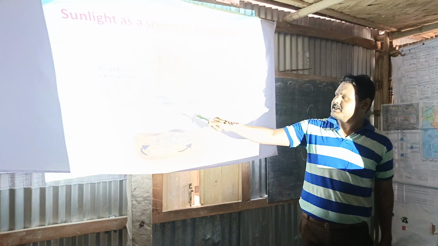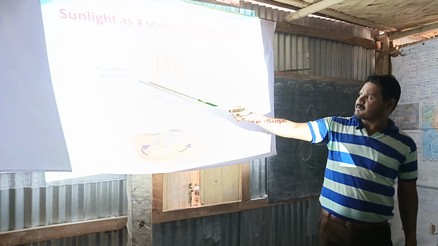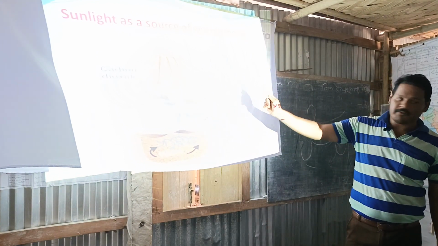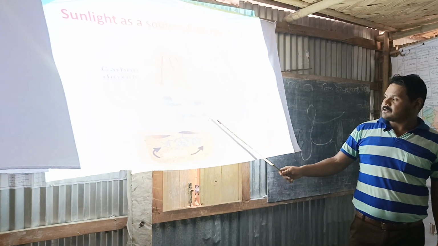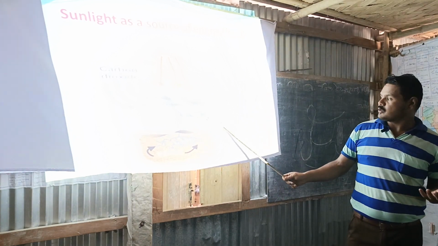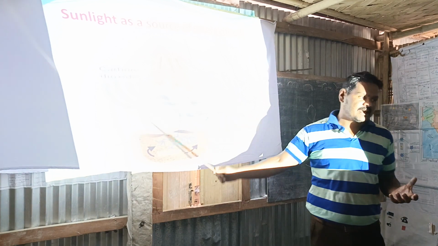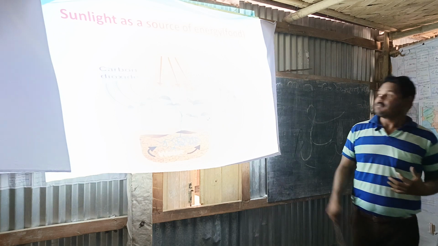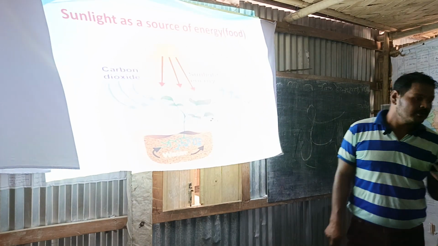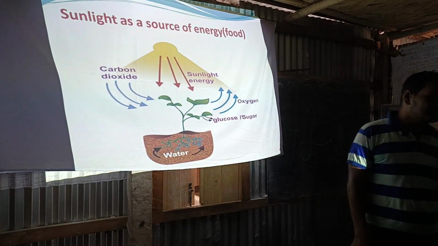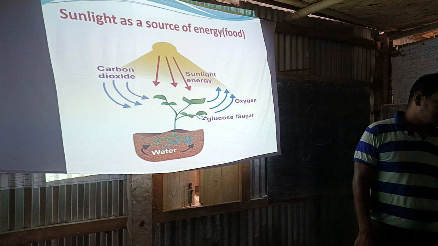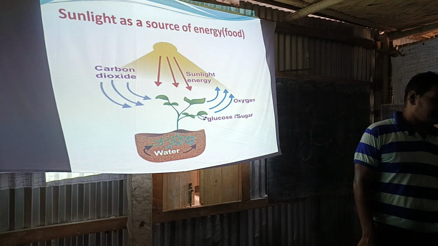Look at how they eat, the process. Carbon dioxide comes from the side, sunlight energy comes directly from the sun, and after that it generates glucose and sugar inside, and they release oxygen. They take carbon dioxide and release oxygen. Whenever they release oxygen, who takes this oxygen? People as well as animals.